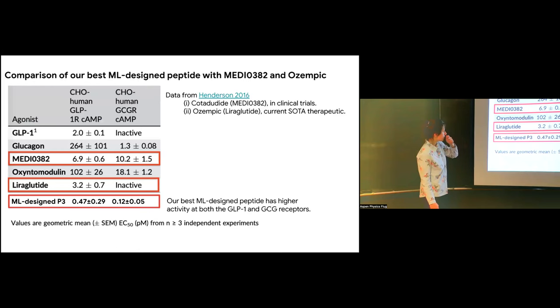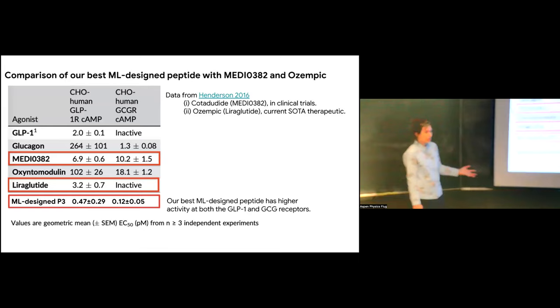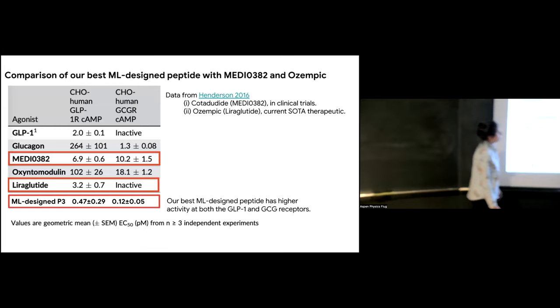So this was very surprising. This therapeutic, liraglutide, is worth some number of billions each year. So the idea that you can use a machine learning model to help find new peptide therapeutics for areas where there isn't a current drug is particularly exciting. And that's what we're trying to explore right now in collaboration with Aspen.